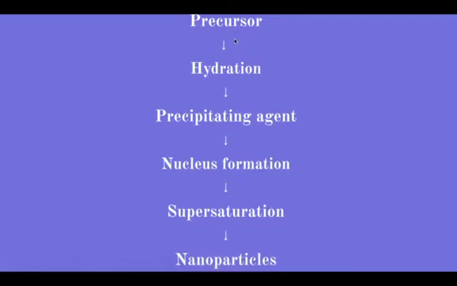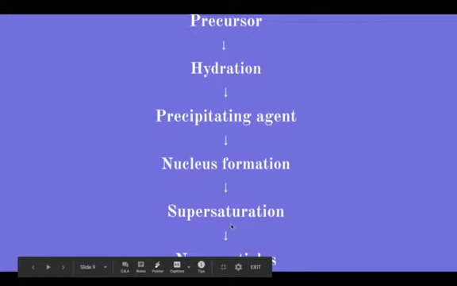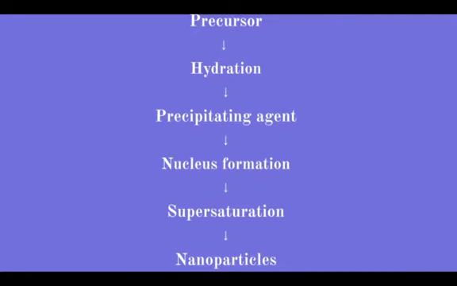This is the flow diagram. Precursor, that is metal salt, usually metal nitrate or acetate, is hydrated, that means it is dissolved in water. To that a precipitating agent is added. It results in the formation of nucleus. The nucleus will enlarge whereby supersaturation level is attained and thereby it precipitates. Precipitate is then filtered, washed, dried and calcined to obtain nanoparticles.